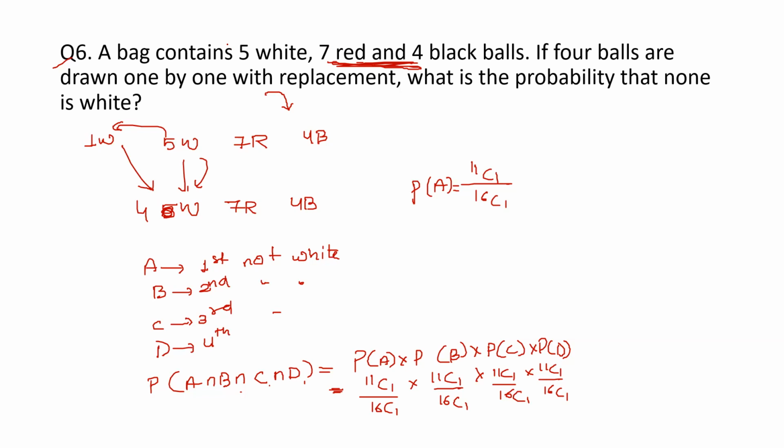Very good, Umair. It is correct now. Good. Rifat and Abdur, please. Okay, Rifat, so you are getting this answer, 14641 by 65536. This one. Okay, great, great. Abdur, please confirm.